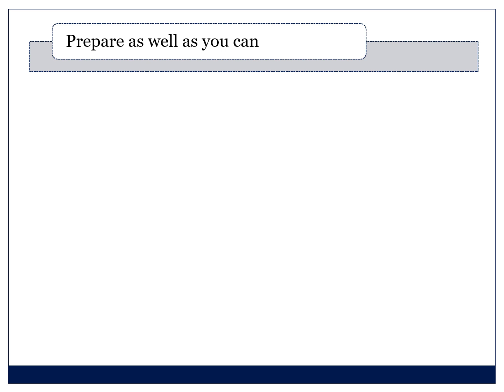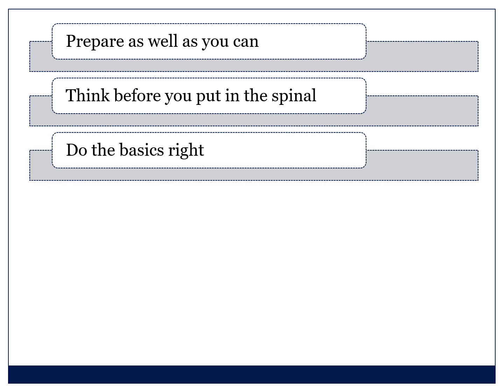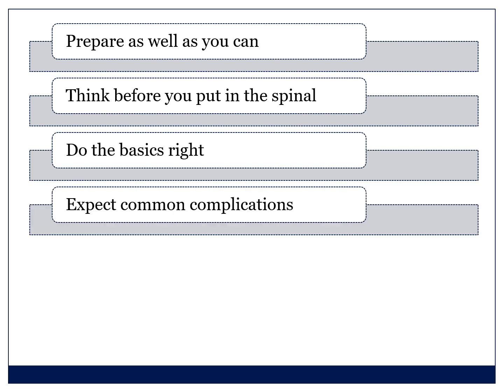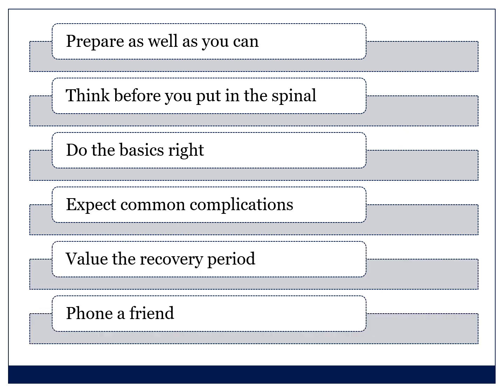So women die under spinal anaesthetics because we put spinals into inappropriate patients. We don't manage the complications quickly or well enough, and then things can go wrong, like postpartum haemorrhage. So these are part of the steps that I recommend you always take. And the first thing is you prepare as well as you can. Just before you put in the spinal, you think, is this the right anaesthetic for the right patient in the right setting? You do the basics right. You expect common complications, which we're going to go through. You really value the recovery period, and you remember that you can always phone for help, especially when there are little pauses in the perioperative phase.